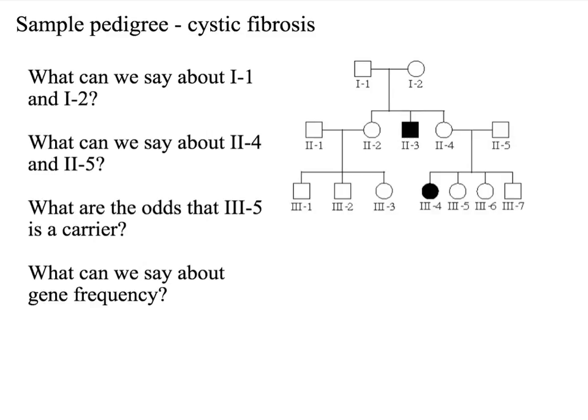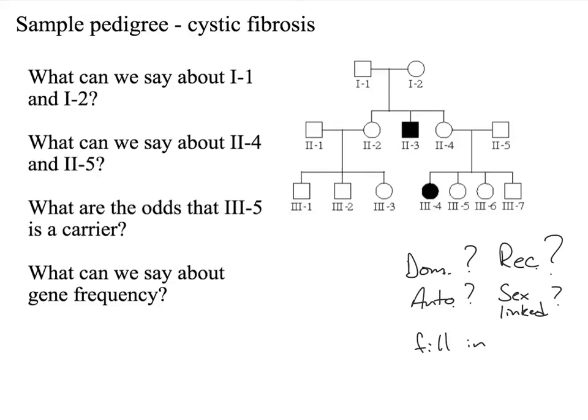Just to give you a clue before the minute's over, first determine, is it dominant or recessive? And then, is it autosomal or is it sex linked? And then go ahead and fill in what you know based on what we just said. So basically that's just doing 3 steps. 1, 2, 3. All right, let's go on.